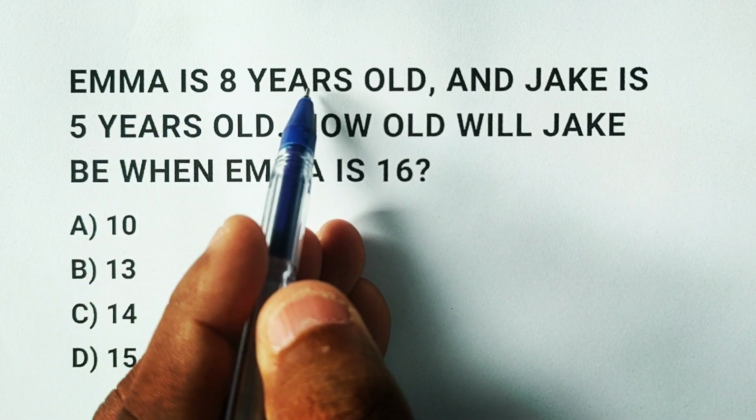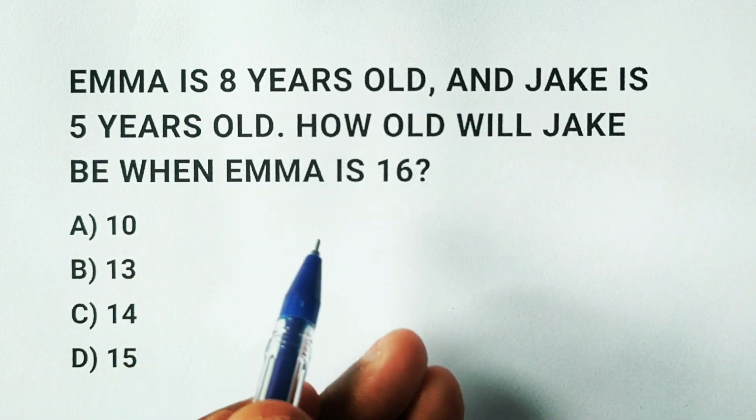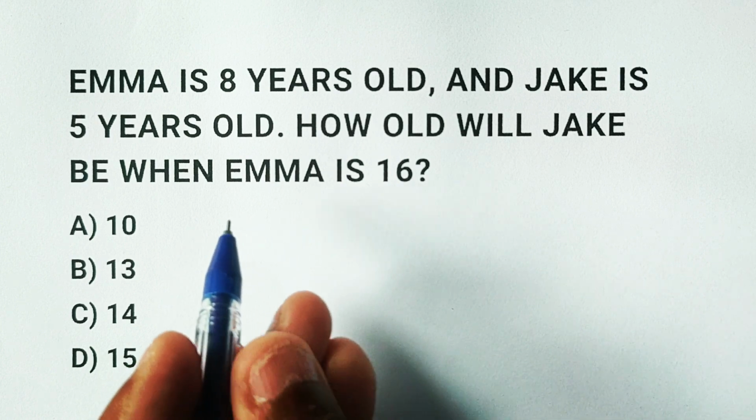Alright, so let's begin with what we know. Emma is currently 8 years old and Jake is 5 years old. First, let's find the difference in their ages.